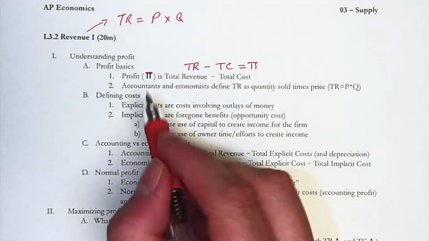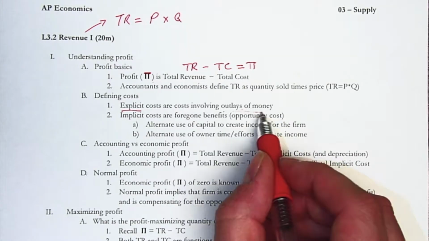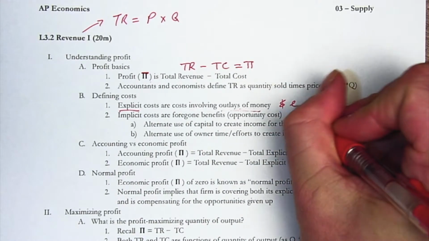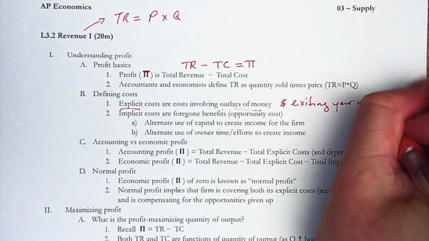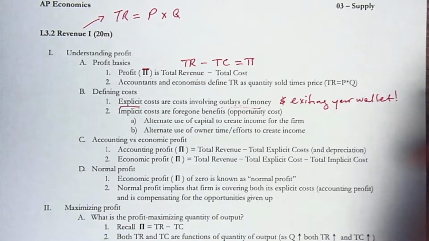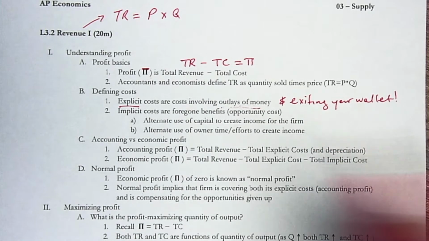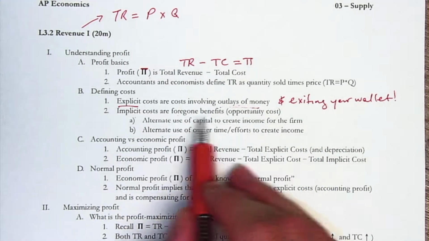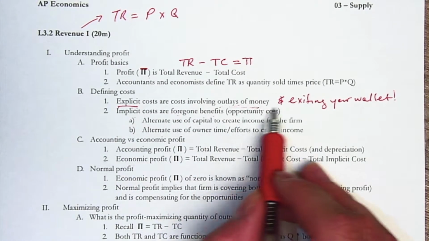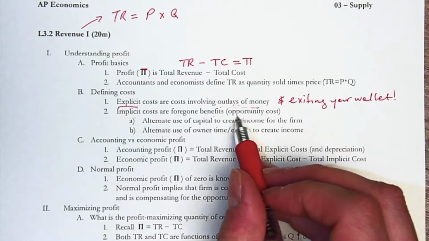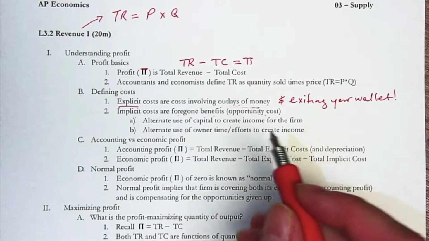The first are explicit, and those involve outlays of money. So this would be like money exiting your wallet, literally money leaving. Those are the actual outlays of money. Implicit costs are foregone benefits. Those are not things that you're actually directly spending money on, but they're things that you're giving up. They're the opportunity costs. And we're going to care about those in this class.